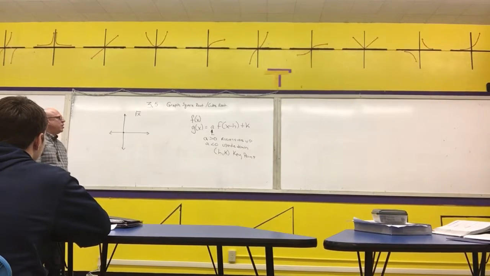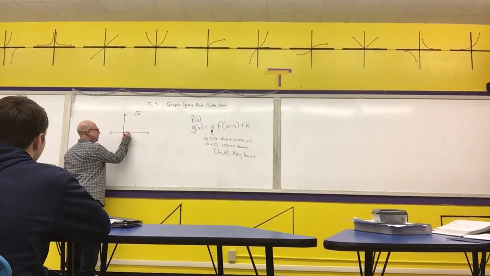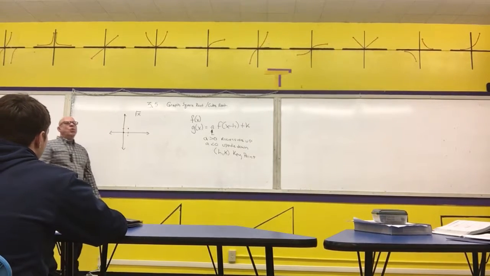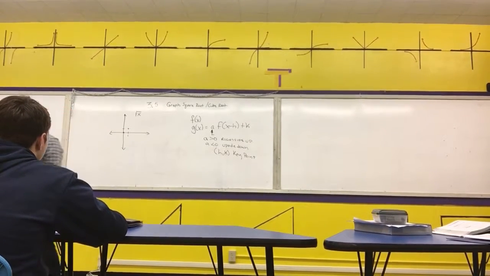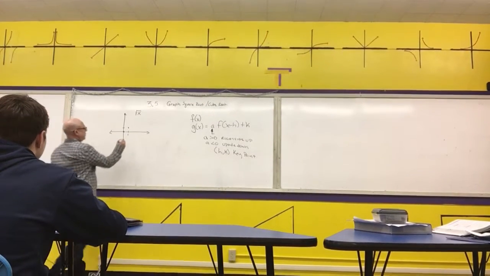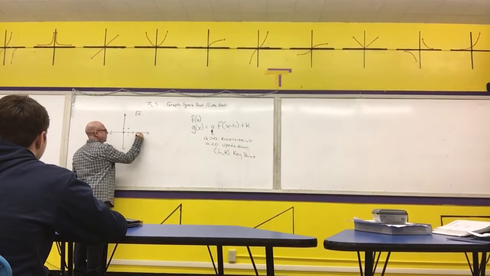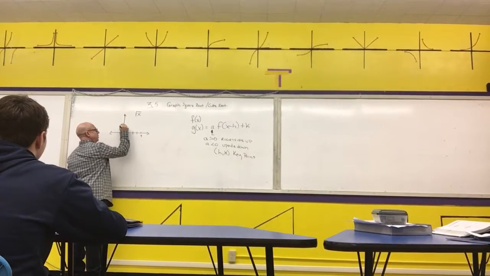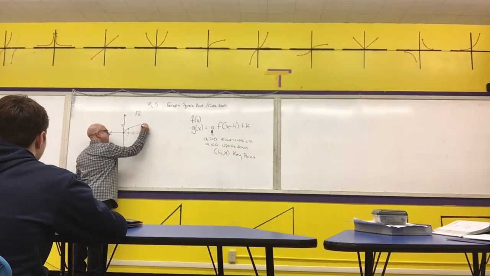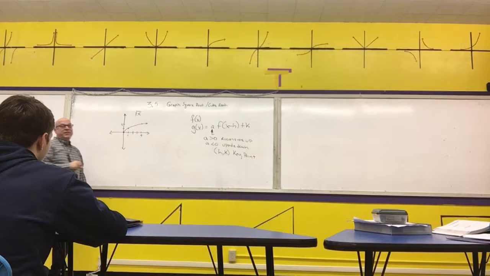1. What is the square root of 1? So that's my second point on here. What is the next easiest number to take a square root of? 4. And what's the square root of 4? 2. Those are the 3 points that you need to graph a square root function.